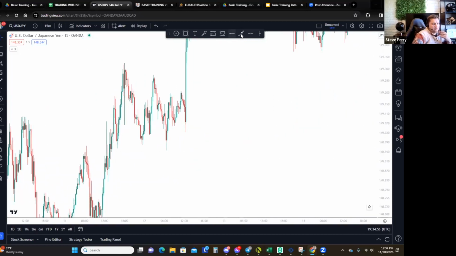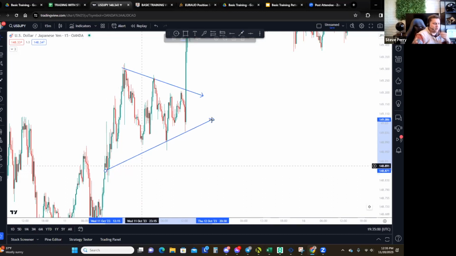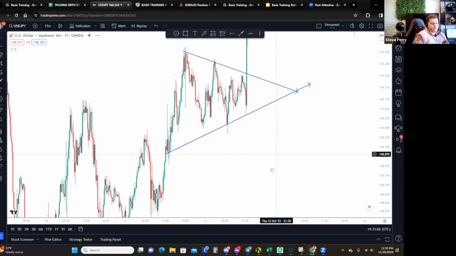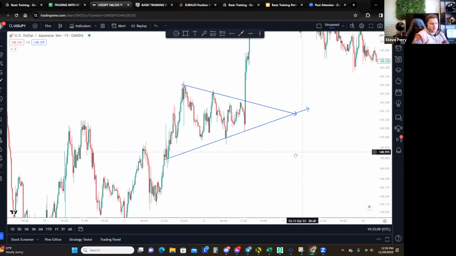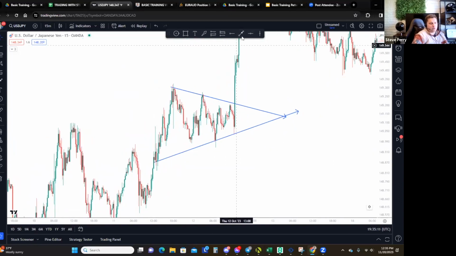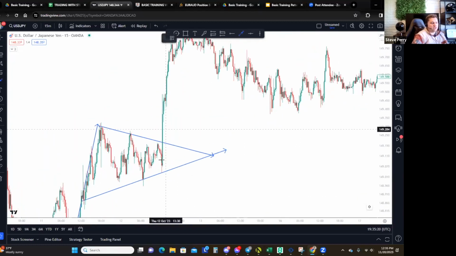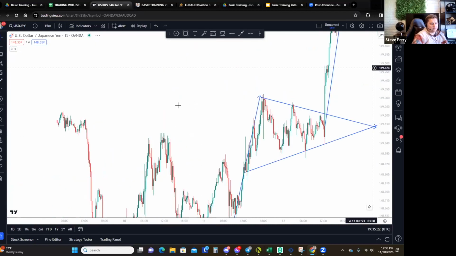This is a symmetrical triangle, but I think you'd call it more of a pennant. And actually, you could line this up right here. There you go, this is better. That way, everything touches. That's a symmetrical triangle. Yeah, that works. But again, how do you know which way it's going to go? What preceded this? Well, it was a move to the upside that preceded it. So in all likelihood, it will continue to break to the upside, right?